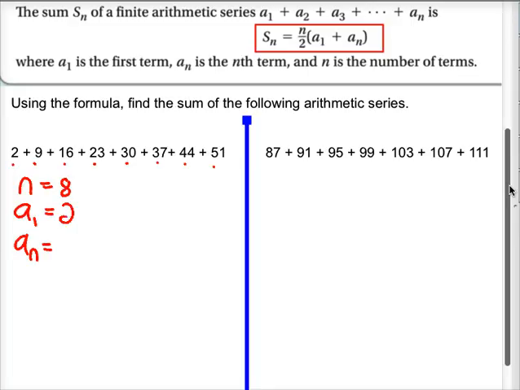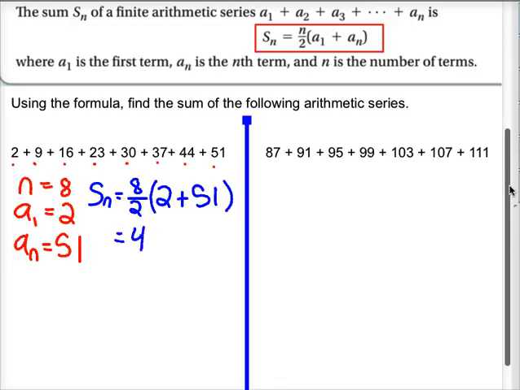The first term is 2. The last term is 51. So again, looking at the formula, I have everything that I need for that formula. So now it's just a matter of writing it in. So my sum is going to be n divided by 2, then 2, my first term, plus my last term.